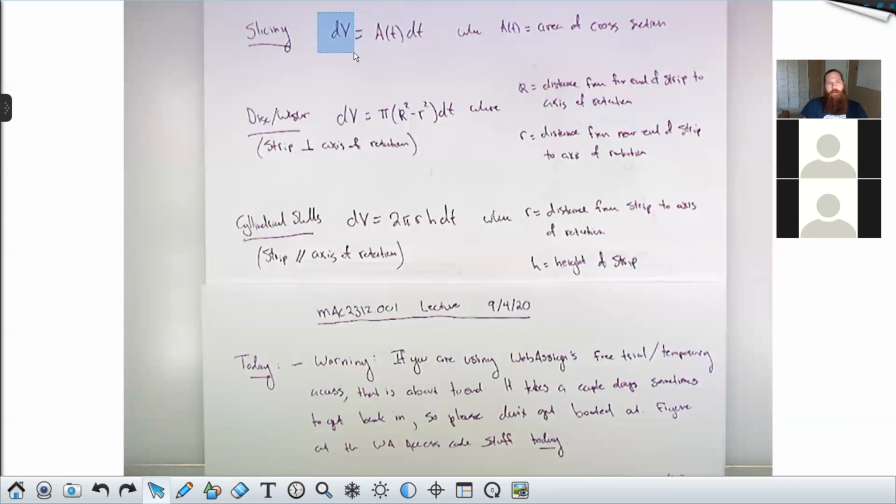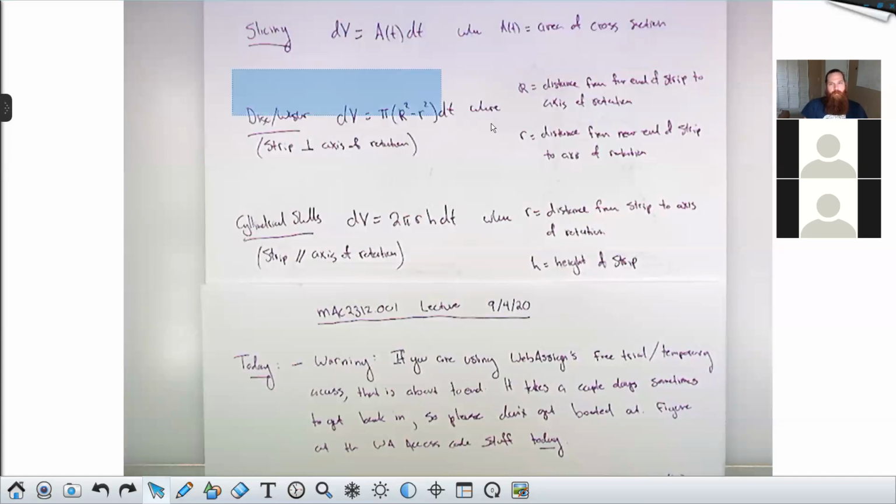Here, our dV, the thing that we're going to end up integrating, is the cross-sectional area of your slice. So you poke an axis through your object, you imagine slicing it, you take a look at that cross-section, and then you find the area of that cross-section, multiply by the differential thickness, and I'm going to use dt everywhere here. And dt could be dx or dy, depending on your situation. So dV, the thing you're going to integrate, is the area of your cross-section times dt, where A of t is the area of a cross-section. So you slice, find the area of the cross-section, slap on a dx or a dy, and you integrate that. That's the slicing method.